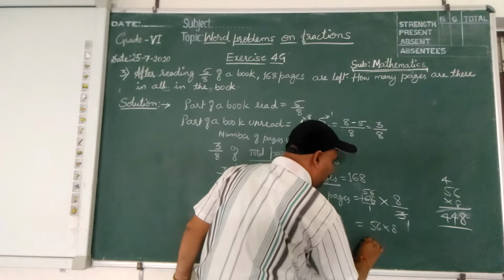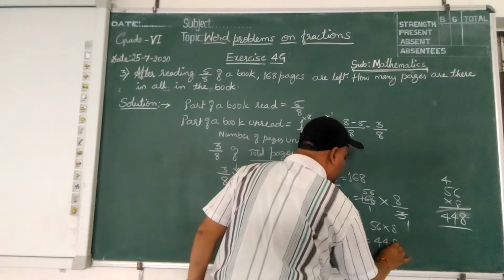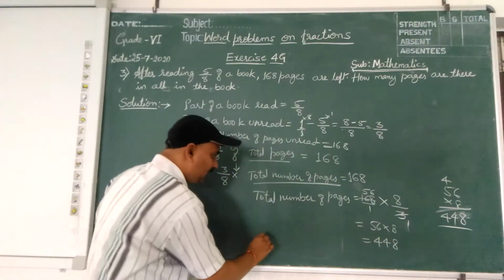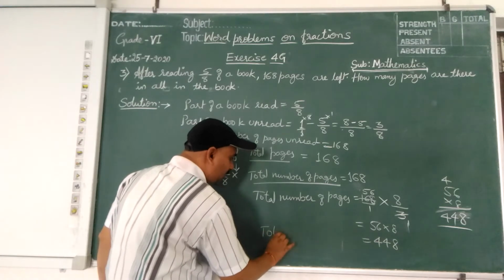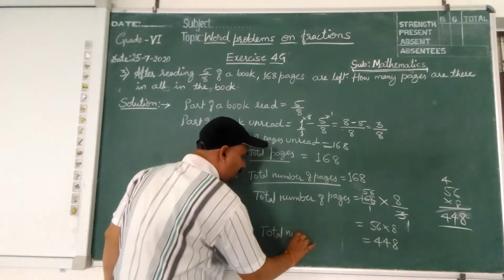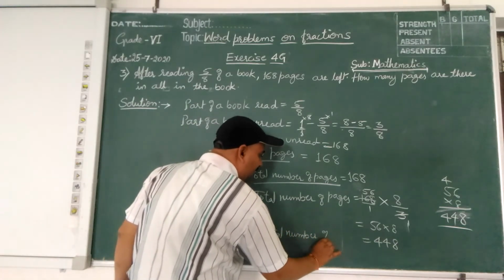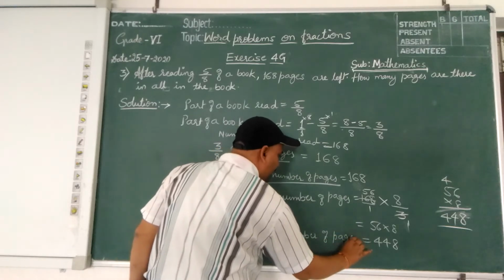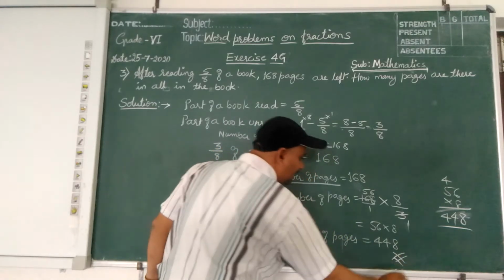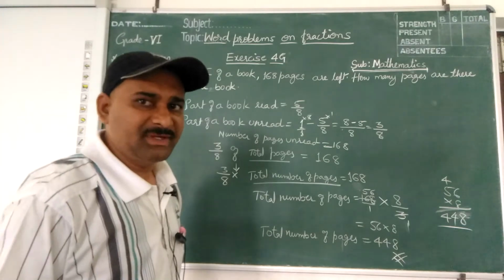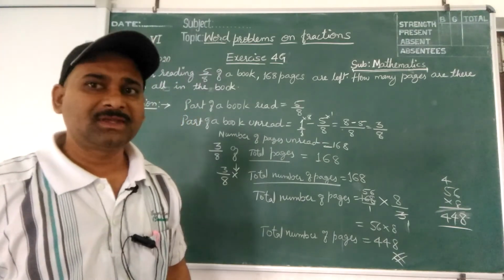So 448. What are these? Total number of pages in the book. Total number of pages. Quickly, in half a minute, let me say whatever I have done.